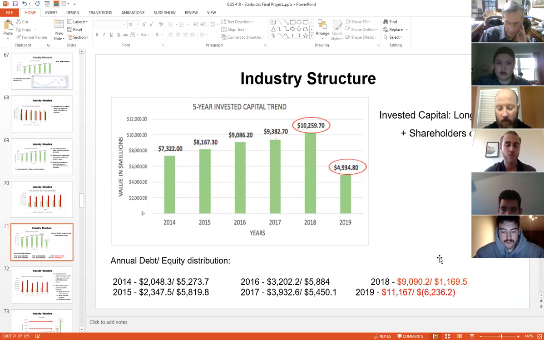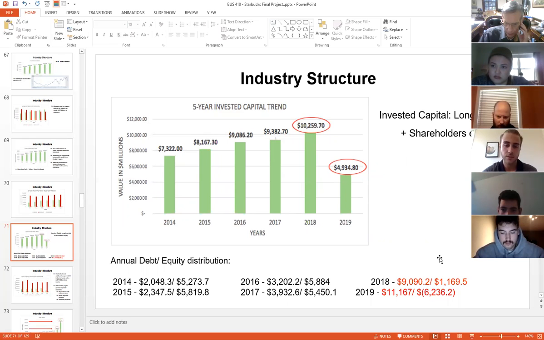And here, the invested capital trend. What we have to look at is that from 2017, 2018, and 2019, the company experienced a steep decrease in invested capital, and that's because they experienced an increase in the annual debt. I'm going to explain that in the following slide.